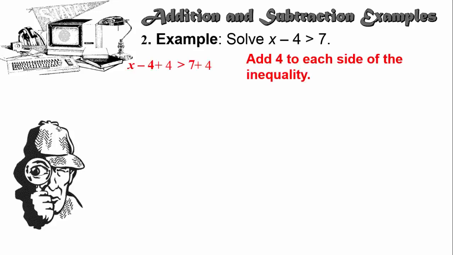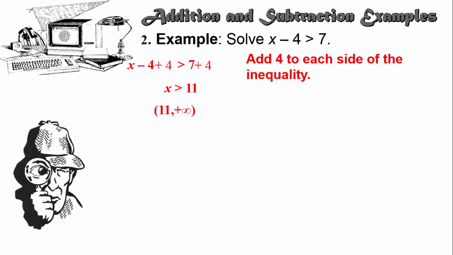So what we want to do is solve for x. And as usual, we're going to do this in the usual way, assuming there is no inequality. We're going to do the algebra exactly the same way we would do a normal algebraic example. So we're going to add 4 on both sides of the inequality, and we end up with x is greater than 11.